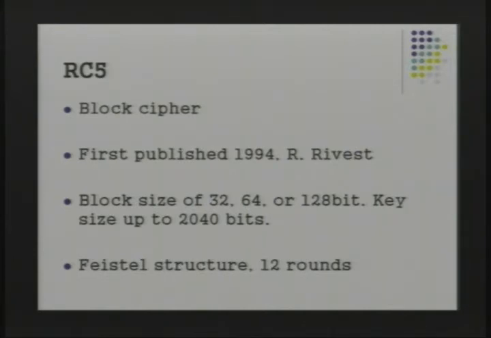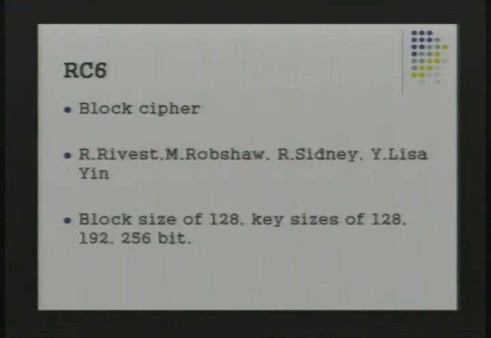RC5, there are plenty of RC codes. RC stands for Rivest cipher, or Ron's code, as Ron Rivest made it. It was first published in 1994. It has a block size of 32, 64, or 128 bits, and a key size up to 2040 bits. Again, it has a Feistel structure with 12 rounds. RC5 and RC6 are both proprietary to RSA Security, so source code documentation is not as good as you would want it to be.